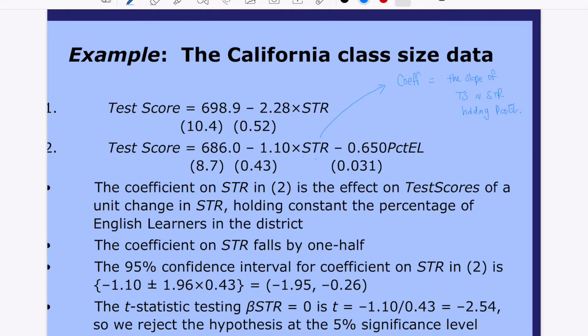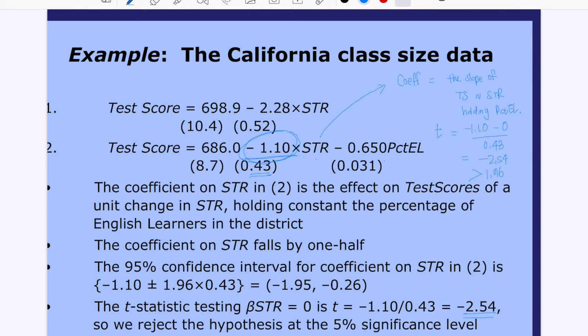So we can test if the movement of TS is really different from 0 and equals to 1 from 1 when we're holding the PCTEL at the same level. We do the same T test, right? So T of 1.1, the same null hypothesis value of 0 over its own standard deviation of 0.4, will give us the t statistic right here, negative 2.54. Since this value is also greater than the critical value of 1.96 under 5% significance of two-tailed test, we reject the coefficient of the STR to be 0 and choose the alternative of the slope is negative 1.1.